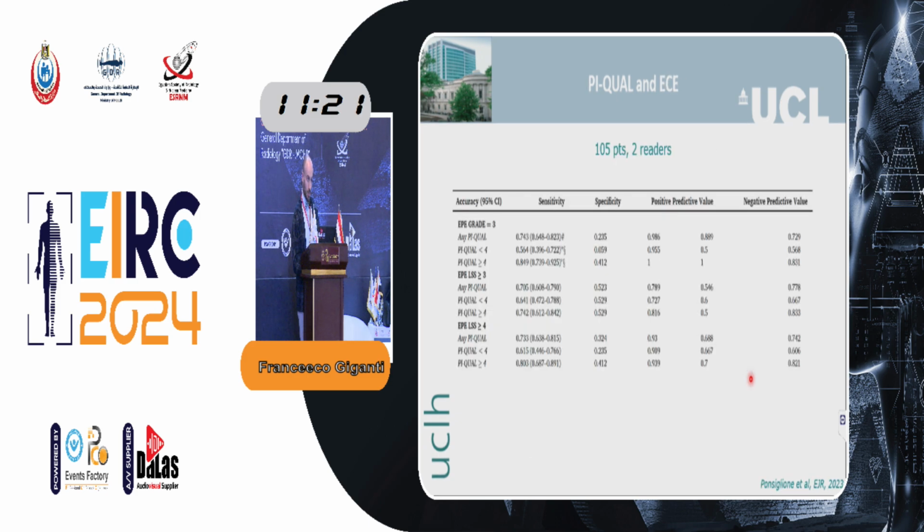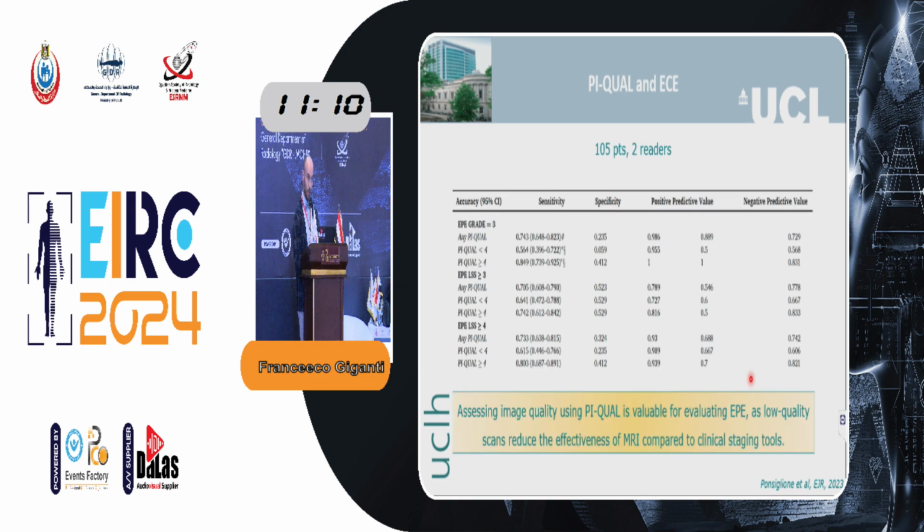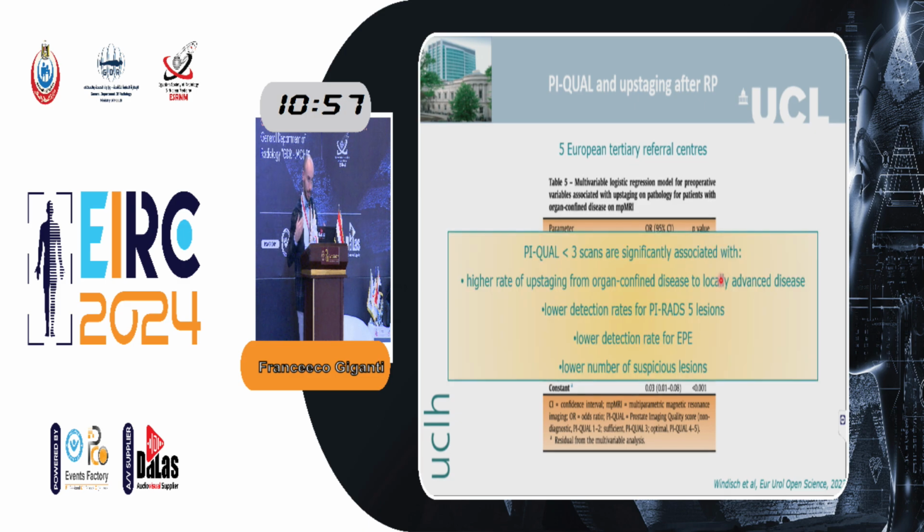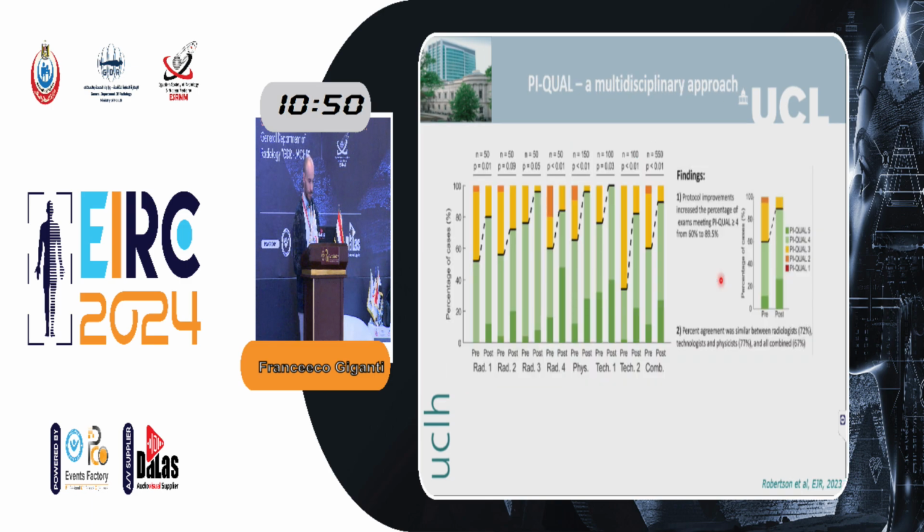PI-QUAL is also really important to evaluate the presence or not of extraprostatic extension. As you can see here, if we have a high PI-QUAL, good quality, we are more confident in saying that there is or there isn't extraprostatic extension. And this has also been validated in 5 different European tertiary referral centers, where using this regression model, they have shown that with the low quality scans, they had a higher rate of upstaging after radical prostatectomy.